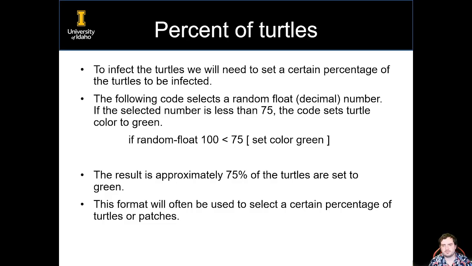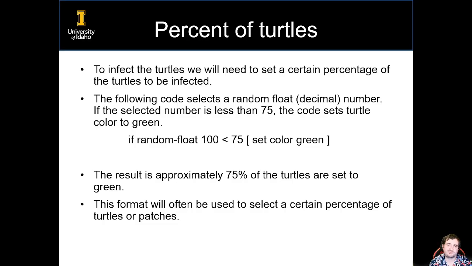The following code selects a random float value, and this one specifically does a decimal. A float is a decimal. If the selected number is less than 75, the code sets the turtle color to be green, and green is going to be our sick turtles. This is the bit of code right here. If random-float 100, so it chooses a float, a decimal number, between 0 and up to, but not including, 100. If that number is less than 75, then the turtle is going to be sick, and we're going to set the color to be green.